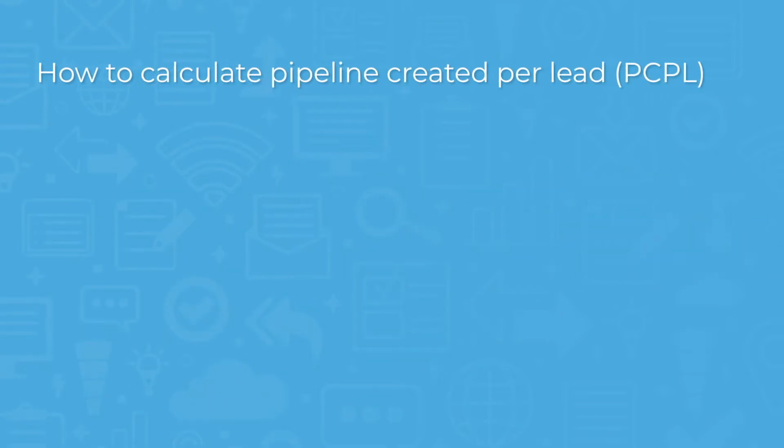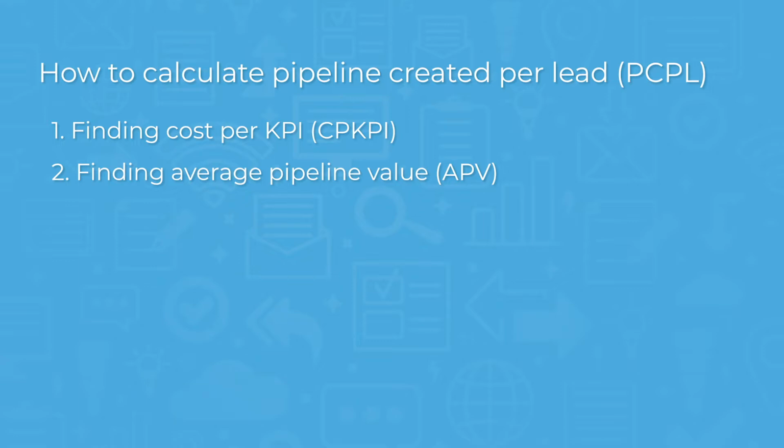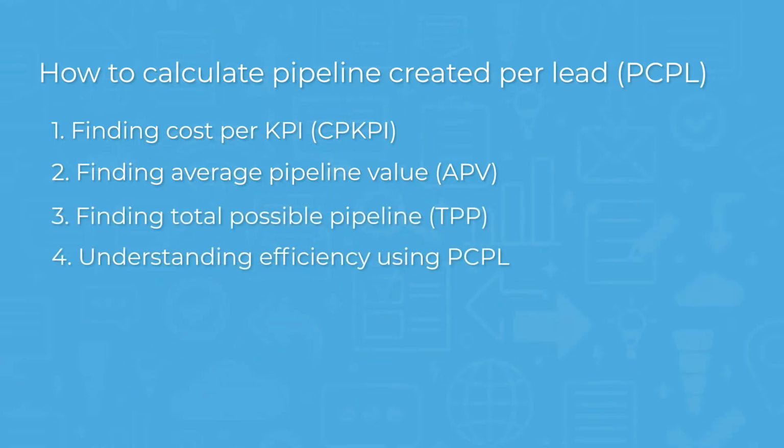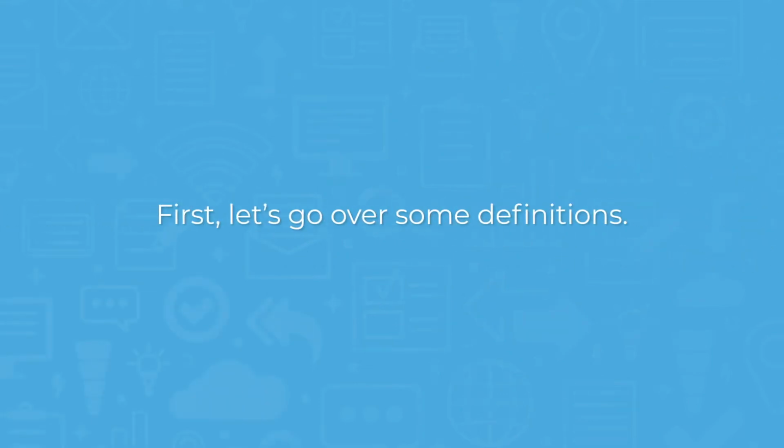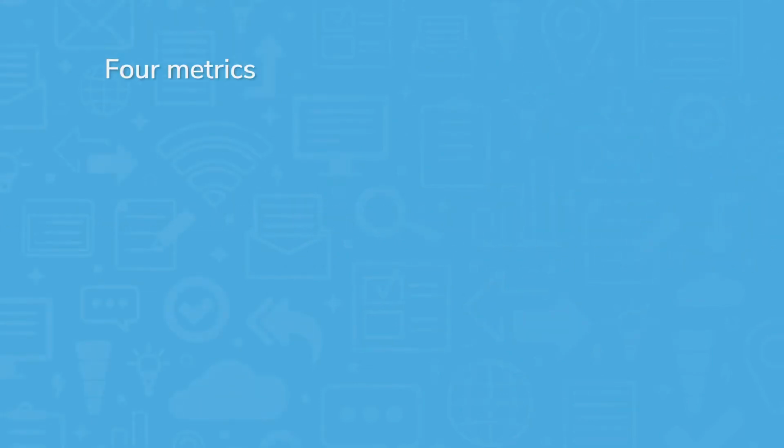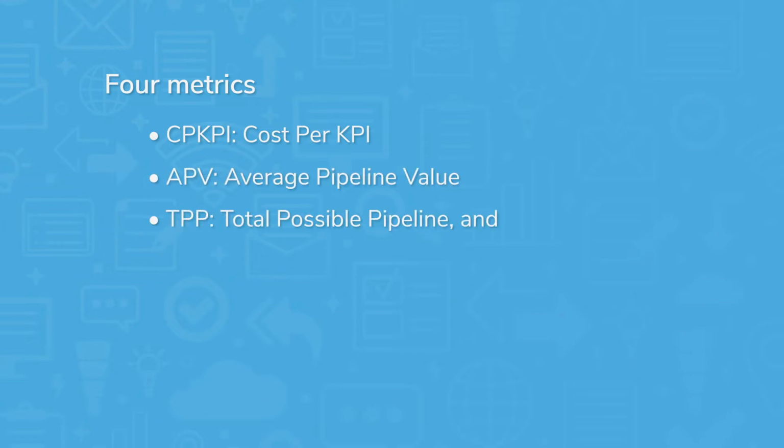In this video, we'll take you through the steps of calculating the pipeline created per lead, or PCPL, a key metric in understanding the true value of your lead programs. But first, let's go over some definitions. We'll focus on 4 metrics: CPKPI, which is cost per KPI, APV, average pipeline value, TPP, or total possible pipeline, and PCPL, which is pipeline created per lead.